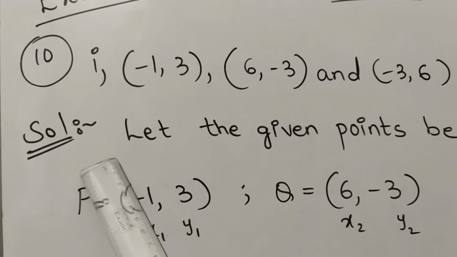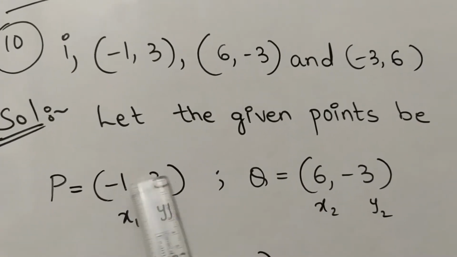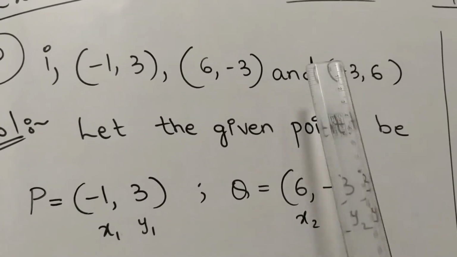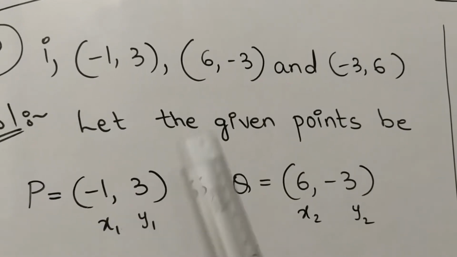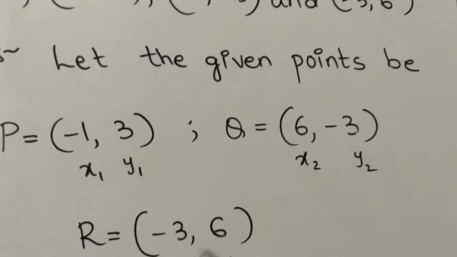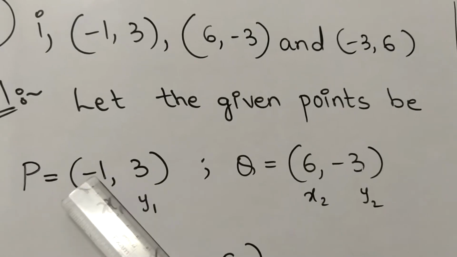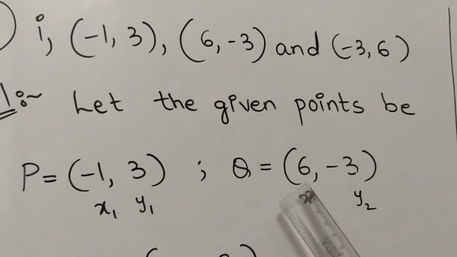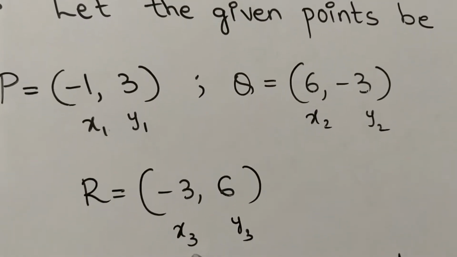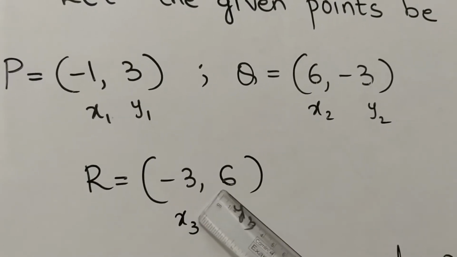Let us do the solution. First, let the given points be P equals (-1, 3). I am taking these points as P, Q, R. Hence P equals (-1, 3), Q equals (6, -3) and R equals (-3, 6). These points are x1, y1 and x2, y2, where the x2 value is 6 and the y2 value is -3. Similarly this is x3, y3, where the x3 value is -3 and the y3 value is 6.